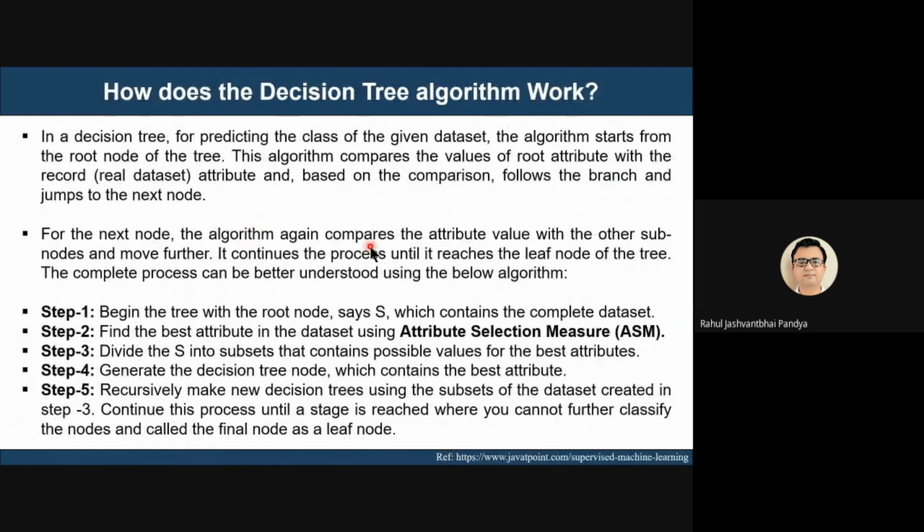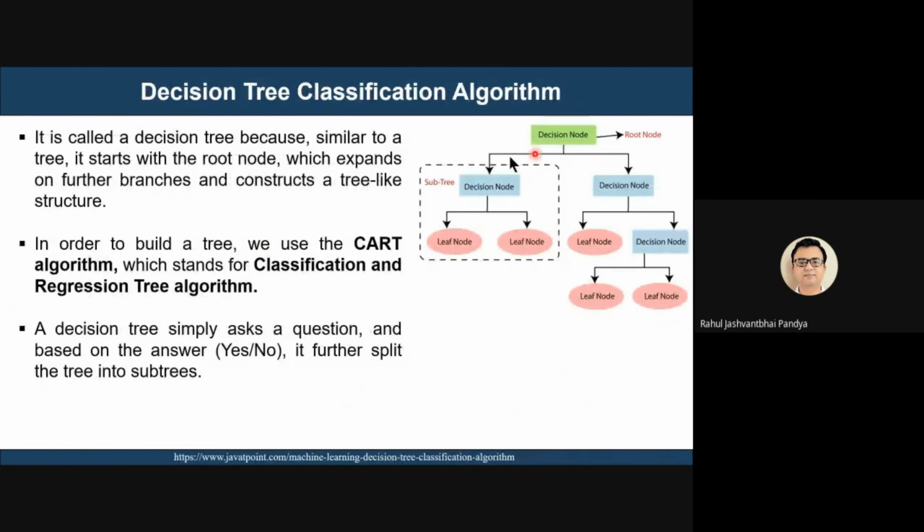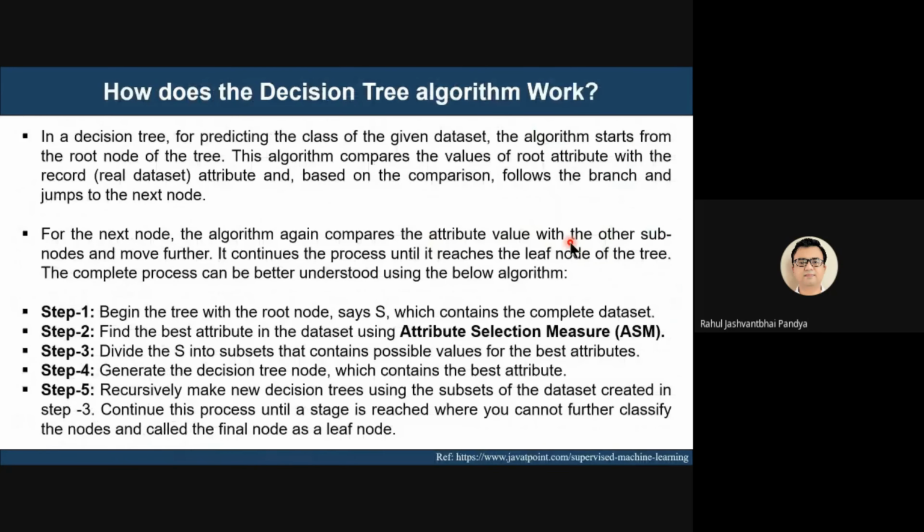For the next node, the algorithm again compares the attributes and their values with the other sub nodes and moves further. It continues that process until it reaches the leaf node of the tree. So you keep applying the set of rules, keep dividing into branches, and when you reach the leaf node, we stop there, because that's the outcome we were looking for.